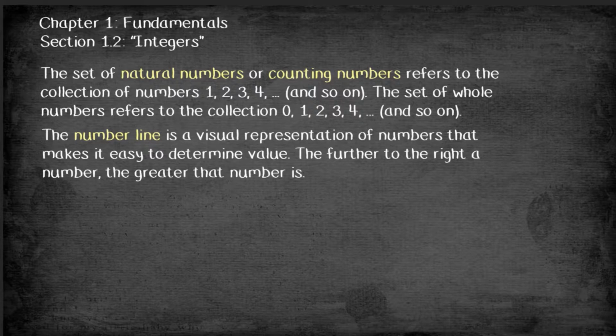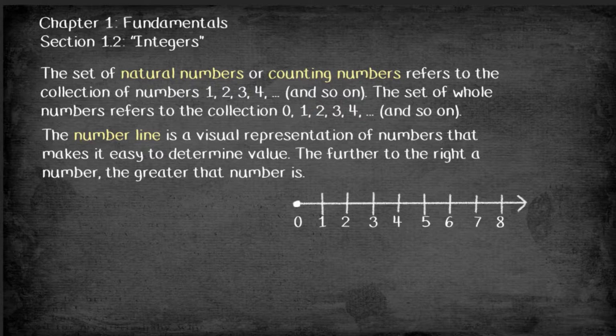Now, the number line is a visual representation of numbers that make it easy to determine value. The further to the right a number is, the greater that number is. So here we have an example of the number line. You can kind of think of it like a ruler. It's marked at every whole number, and there's some space in between each of the numbers.